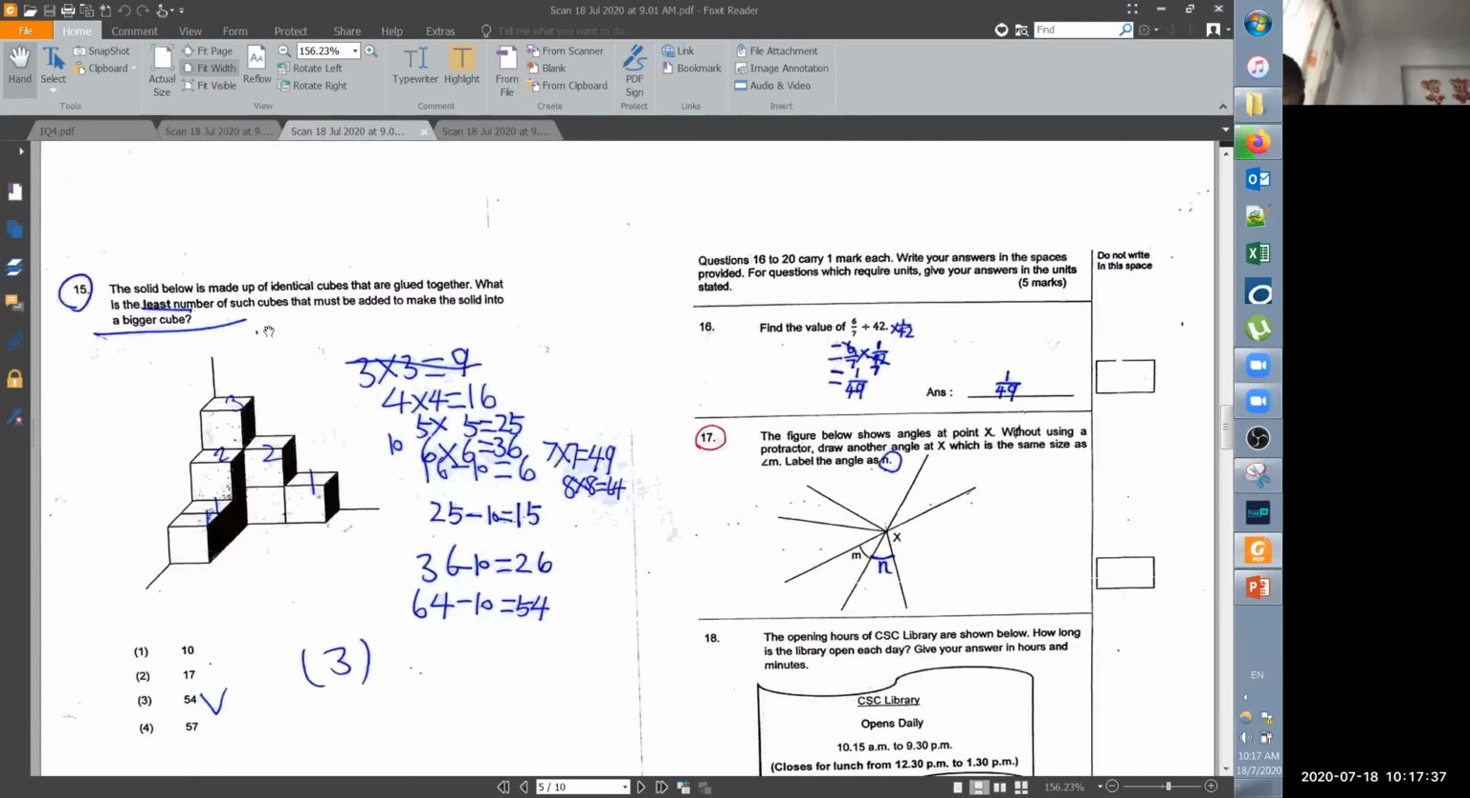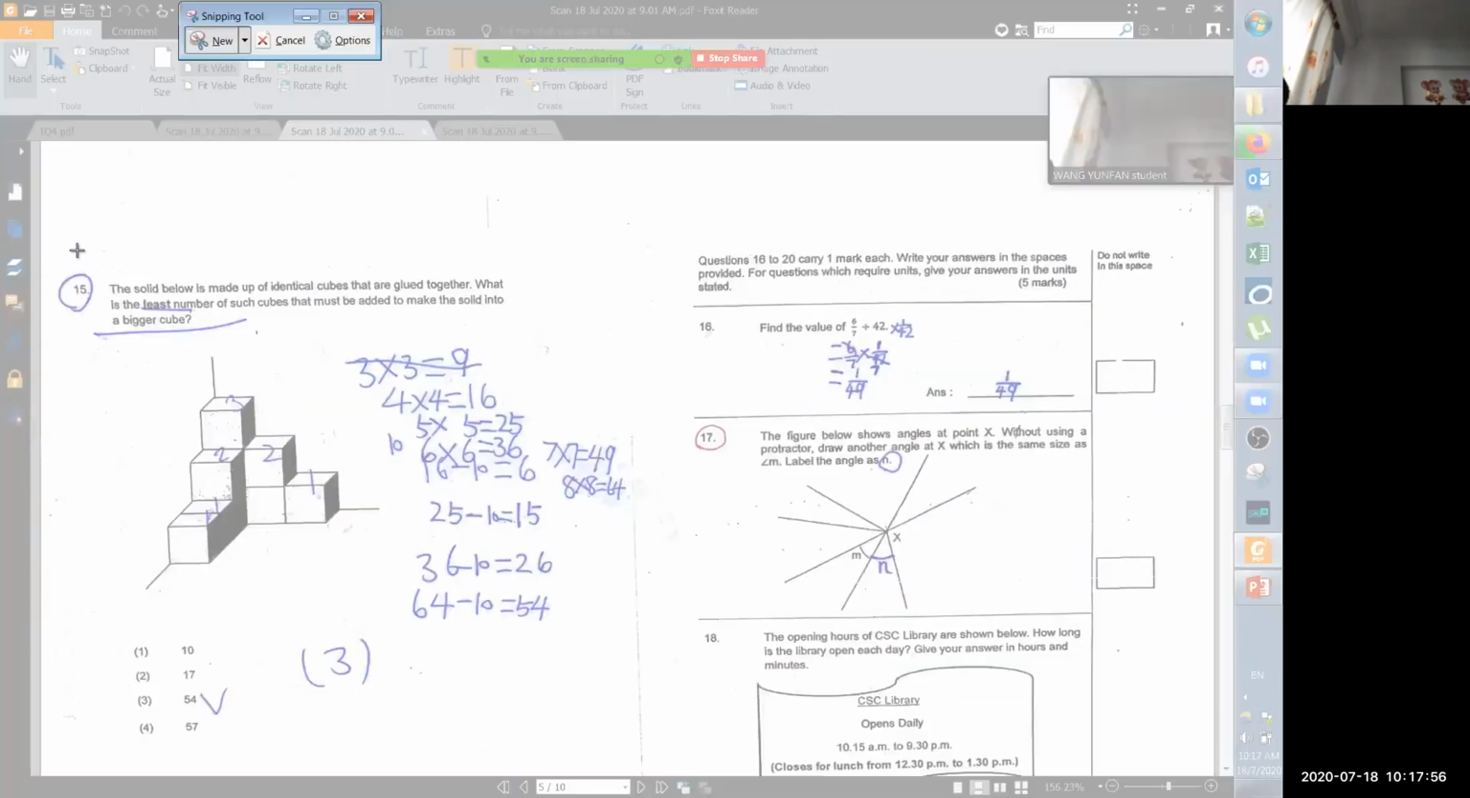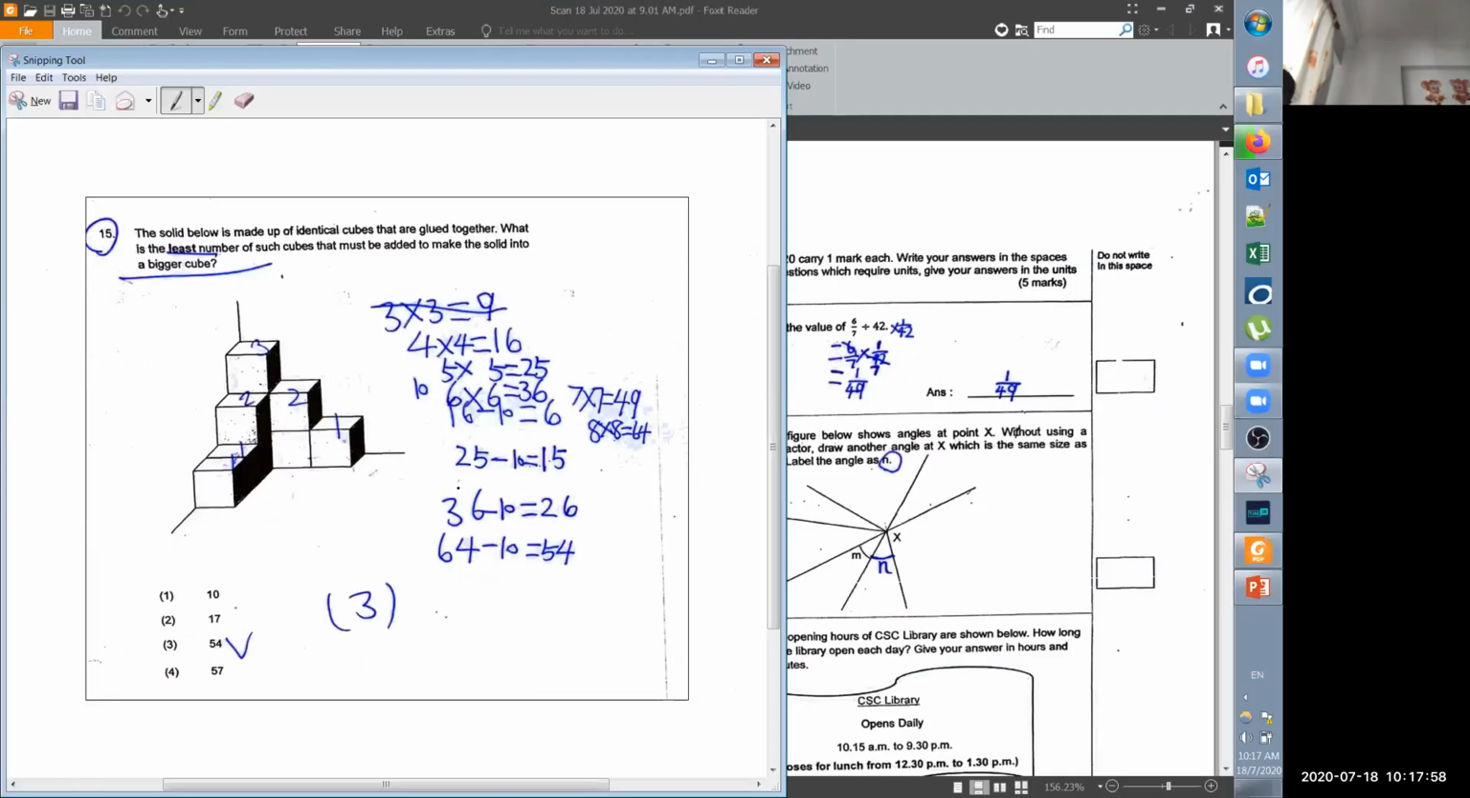Okay, over here, what's wrong with this? The least number of such cubes that must be added to make the solid into a bigger cube. So the first step you do is you just count how many cubes are here, right? So okay, how do you read this question? There is a technique to do this question.